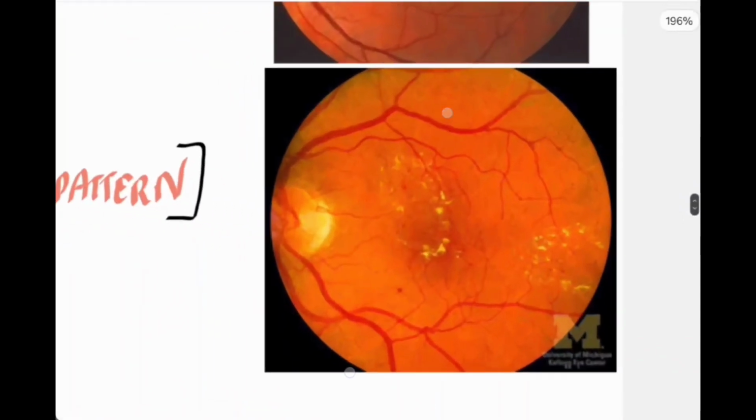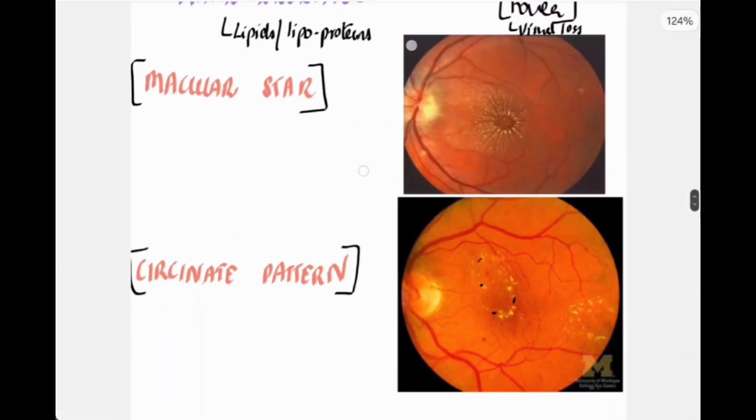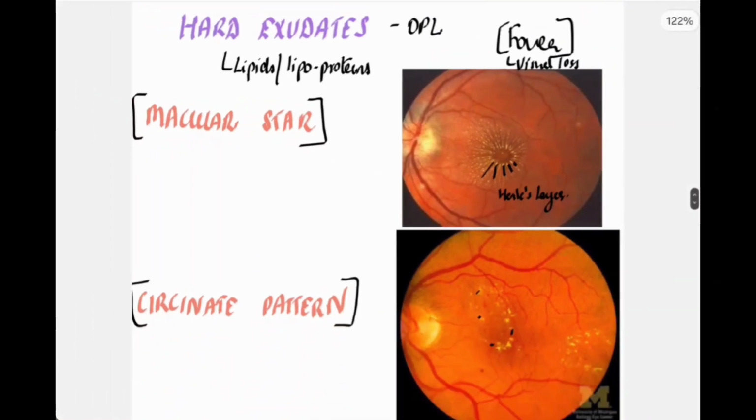The circinate pattern appears as a complete or partial circle separated from the leaking vessels by a clear zone. Macular star occurs due to lipid accumulating in the fibre layer of Henle surrounding the macula, which has been discussed in the macular anatomy video.